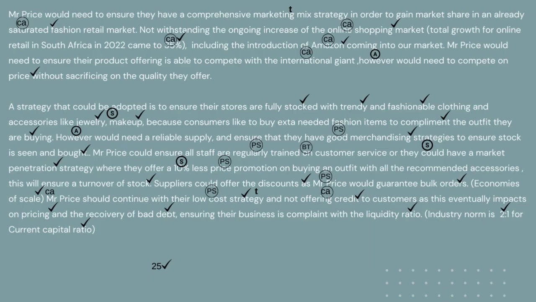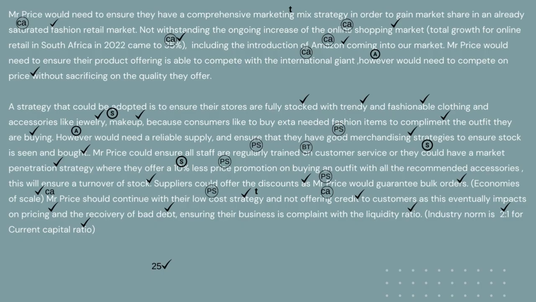Mr Price would need to ensure their product offering is able to compete with the international giants. However, do you see, as a teacher, when I see the word however, I put a little A and a circle to say, oh, someone's coming up with an argument. Yes, this is higher order thinking. However, would need to compete on price without sacrificing on the quality they offer. Now, I've given you a mark for price there, which is part of the marketing mix. When you mention it in your marketing mix later, I will not give you a mark for that word price.